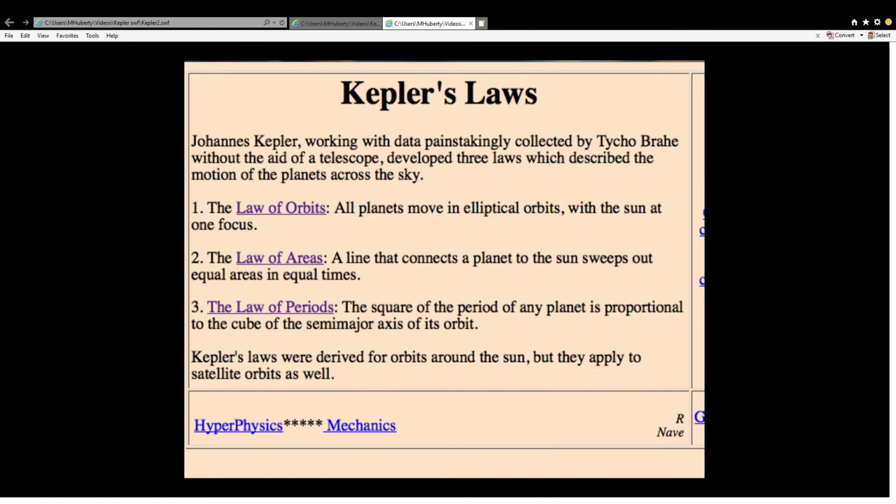Kepler's third law of planetary motion is that the square of the period, in other words, how much time it takes for the planet to go around the sun once, is proportional to the cube of the semi-major axis of the orbit. Okay, what are we talking about there? The semi-major axis of the orbit, if you recall, for an ellipse is just half of the distance across the major axis, across the center there.